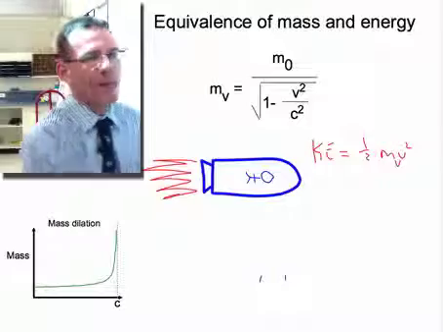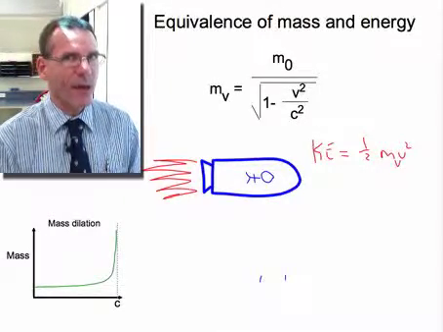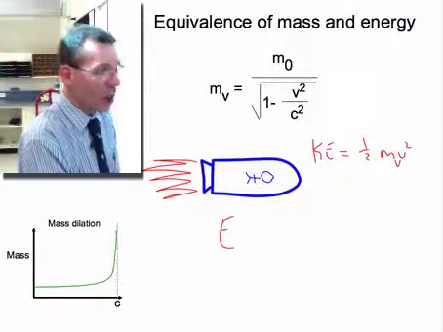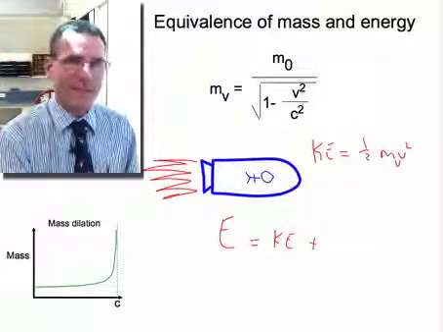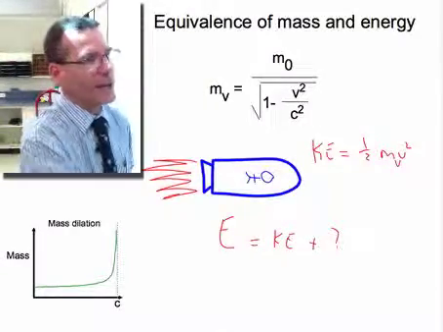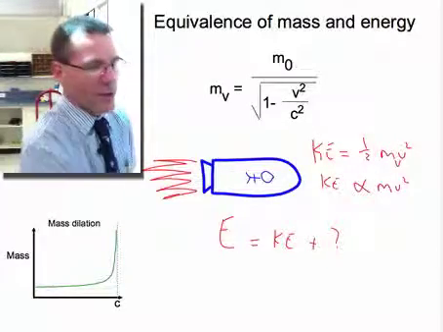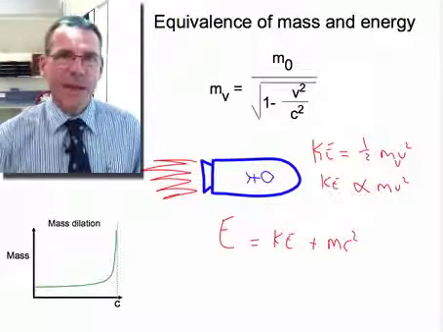Well, even if we allow for the mass dilation in kinetic energy as a half mv squared, that still doesn't account for all of the energy that we're putting in. And what Einstein realised is that the total energy of an object is equal to its kinetic energy plus something else. Well, if we look at kinetic energy, what we can see is that energy is proportional to mv squared. So what Einstein hypothesised was that that extra energy is mc squared.